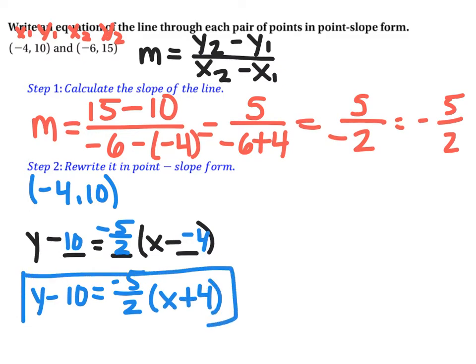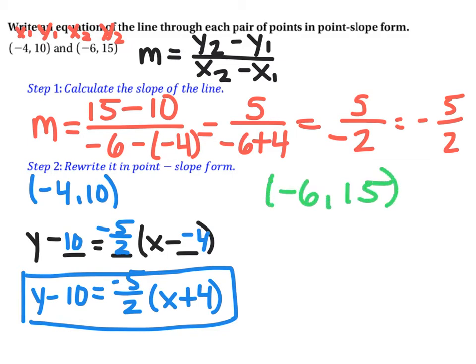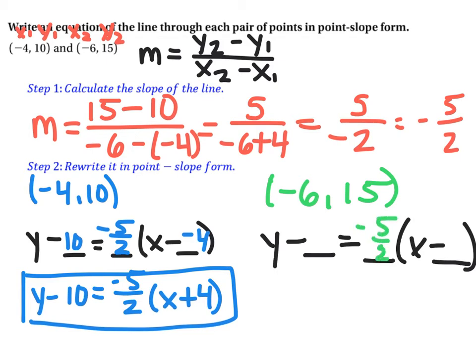Now, if instead you had chosen the point negative 6, 15, you would also still substitute it into that same original general formula. So my slope is still negative 5 halves. The y coordinate is 15, and the x coordinate is negative 6. So I could rewrite this as y minus 15 equals negative 5 halves times x plus 6.